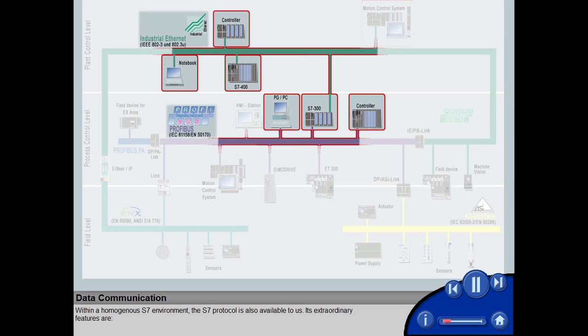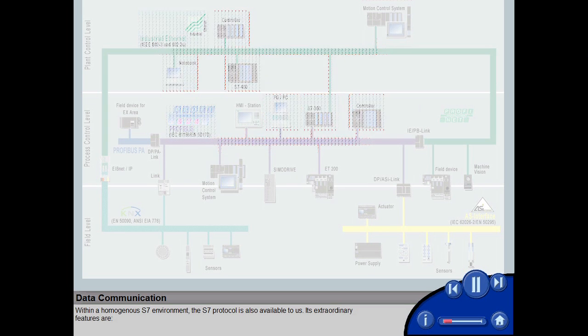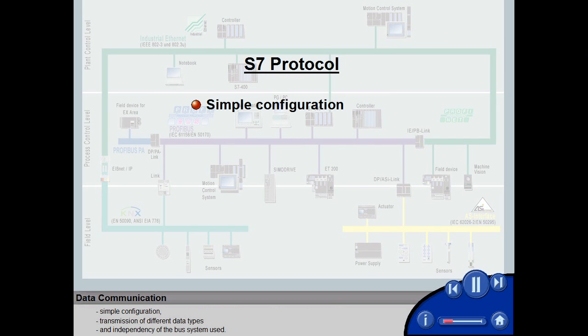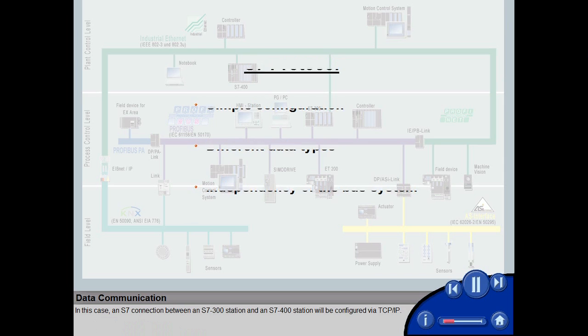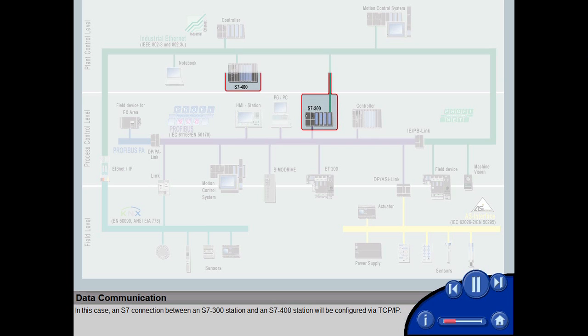Within a homogeneous S7 environment, the S7 protocol is also available to us. Its extraordinary features are simple configuration, transmission of different data types, and independency of the bus system used. In this case, an S7 connection between an S7-300 station and an S7-400 station will be configured via TCP/IP.